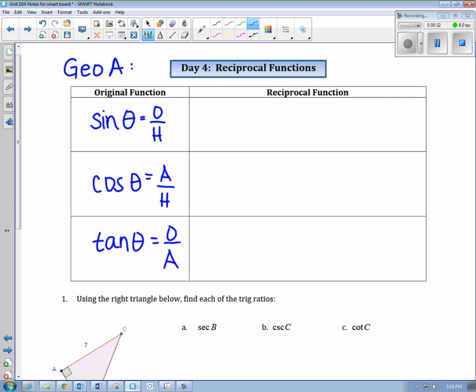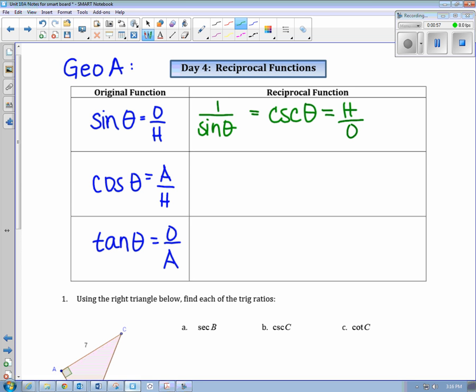For the three trig reciprocal functions, the reciprocal function of sine, which is 1 over sine, is going to be cosecant theta. And if sine theta is opposite over hypotenuse, then cosecant theta is going to be hypotenuse over opposite.